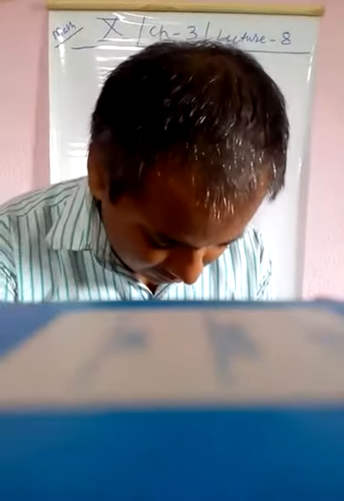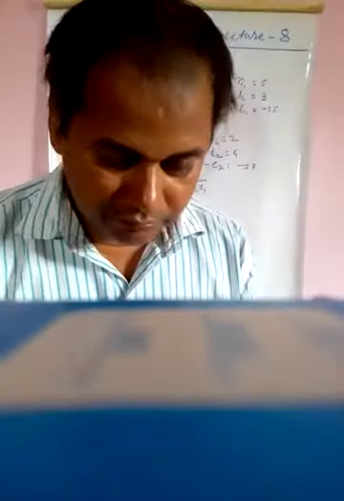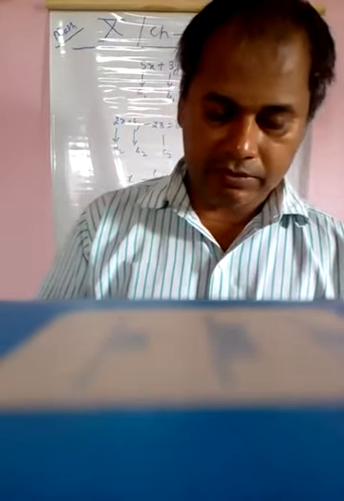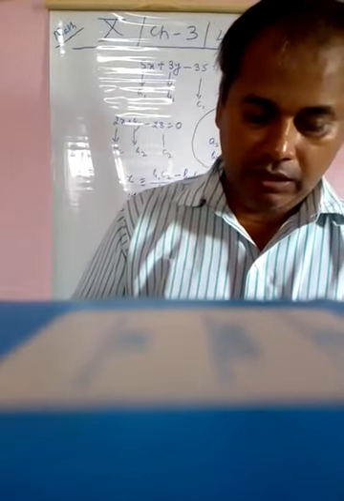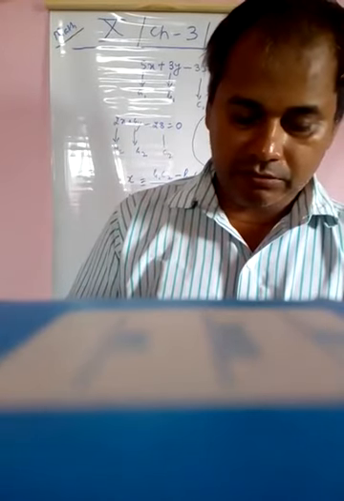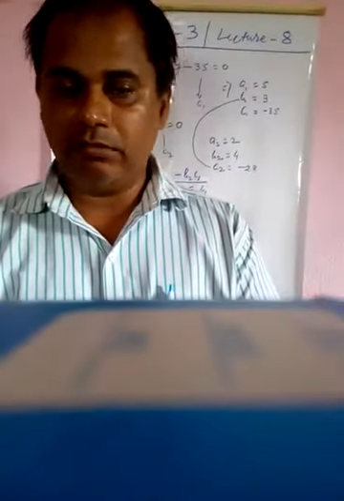After verification, let us now see how this method works for any pair of linear equations in two variables of the form a1x plus b1y plus c1 is equal to 0, and a2x plus b2y plus c2 is equal to 0, say equations 1 and 2.